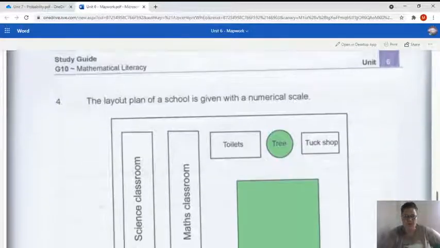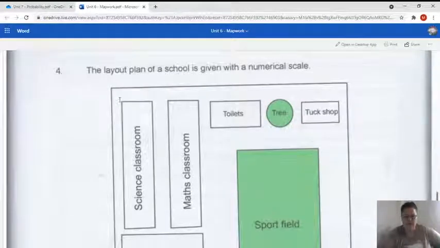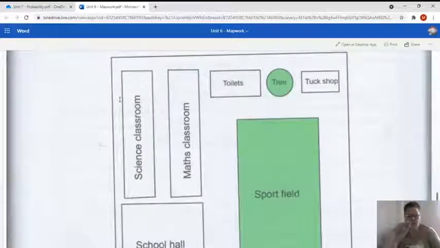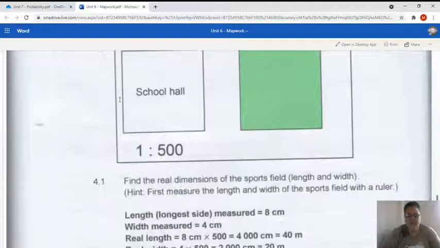Okay. The layout plan of schools is given with a numerical scale. Why is it given with a numerical scale? Because it is square, definite blocks. It is something that you can easily go and measure. If you remember last week we showed you the trundle. That would be sufficient use of the tool to go and measure this.